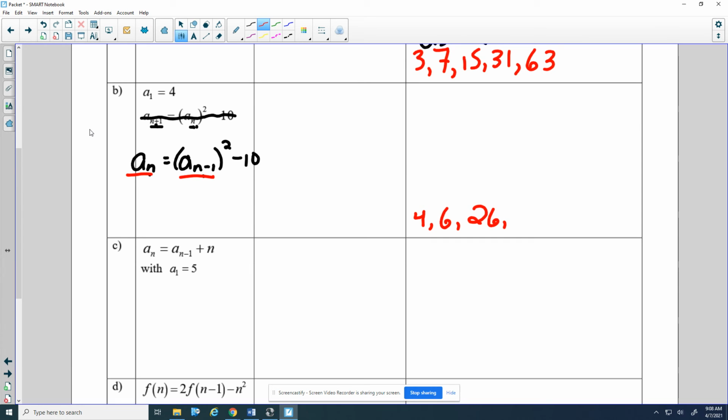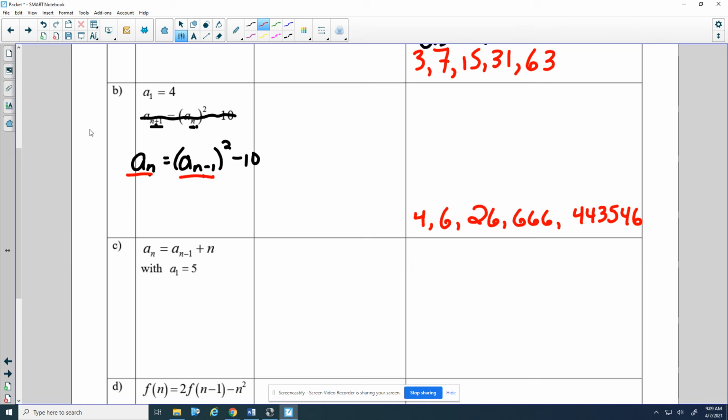And from here, I'm going to turn to my answer key because the numbers are going to get too big for me. So the next one, 26 squared minus 10 is 666. And then 666 squared minus 10 is 443,546. I'm not going to put a comma there because then I feel like it'll look confusing and it'll look like it's 2 separate terms.